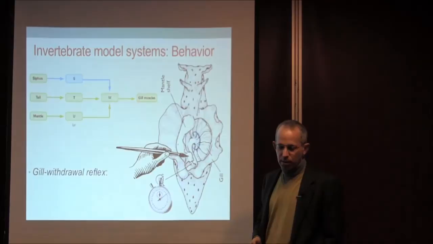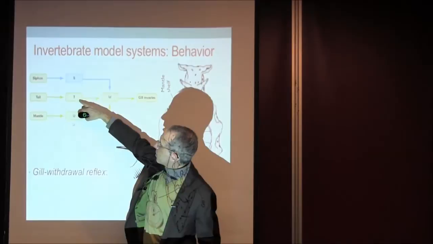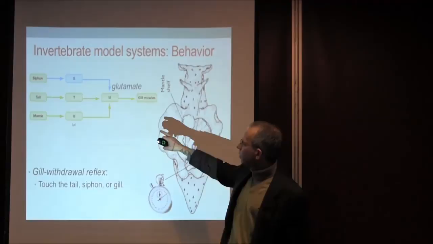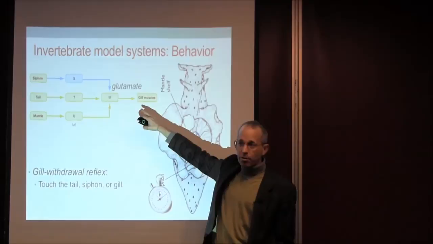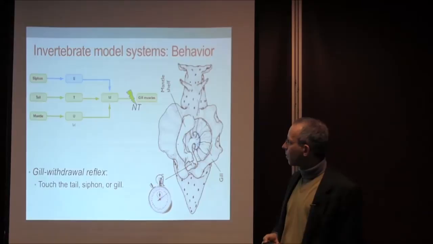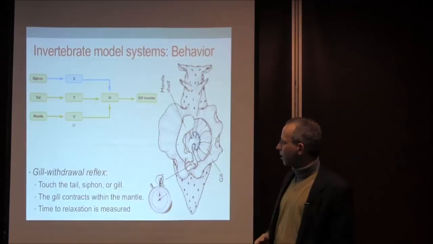So the basic model is that there are sensory neurons for the siphon, the tail, and what's called the mantle. They go to a motor neuron, which is this gill withdrawal. And if you touch the siphon or the mantle, that activity projects along, and there's glutamate released, and you see an activity which then progresses to the gill muscles, and you see the withdrawal. That's like a little mini animation. The gill, and then the gill contracts. Okay? Shown there and there.